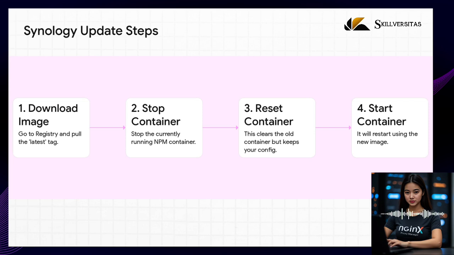First, you have to go into the Docker app on your Synology and pull down the latest version of the image. Then, you find your running container and you stop it. After it's stopped, you select the Reset or Clear option. Now, that sounds scary, but it just throws away the old container and rebuilds a new one from the fresh image you just downloaded while keeping all your settings thanks to that volume we set up earlier. It's not rocket science, but it perfectly illustrates what unsupported really means.